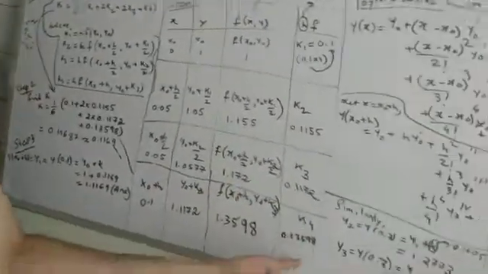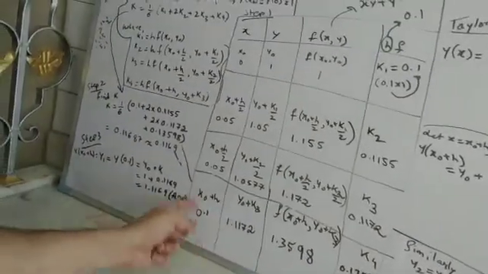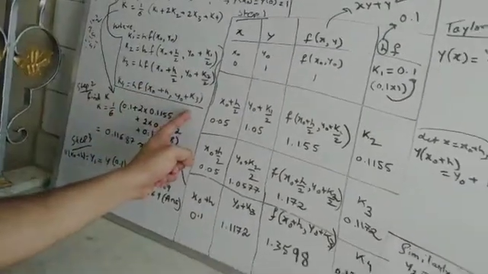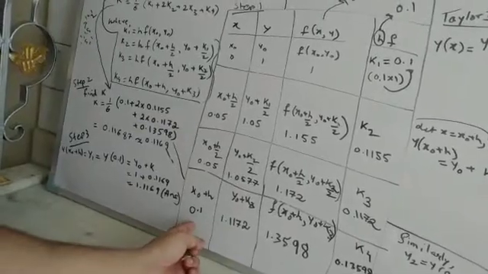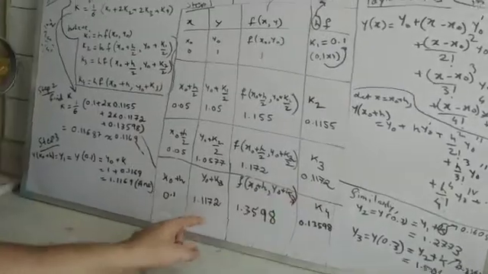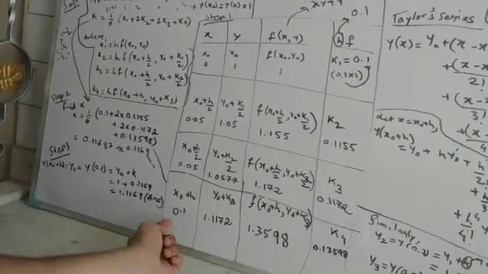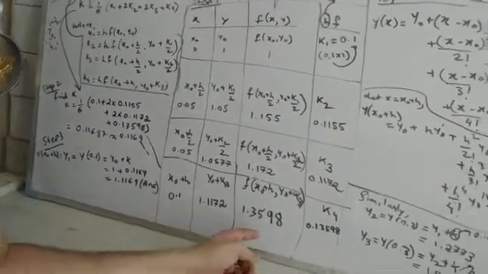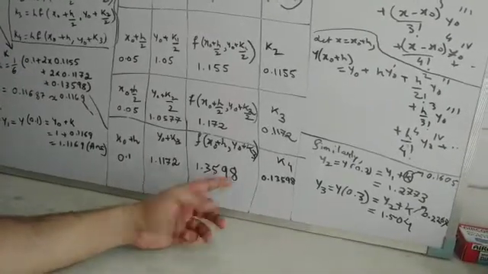Lastly, you need to calculate K4. K4 is basically x0 plus h. You need to know x0 plus h and y0 plus K3. So x0 plus h is 0.1, y0 plus K3 is 1 plus this K3, so 1.1172. If you put these x and y values in the function, you will get 1.3598. Same thing.